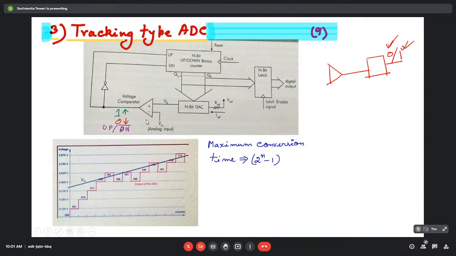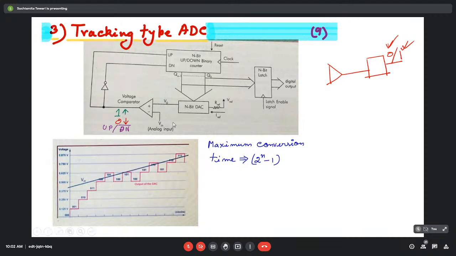But still here, the number of comparators will remain less compared to the first type, that is the parallel comparator type ADC. It remains lesser. So circuit complexity is lesser than that of the flash ADC one, but it is greater than the counter type ADC one.